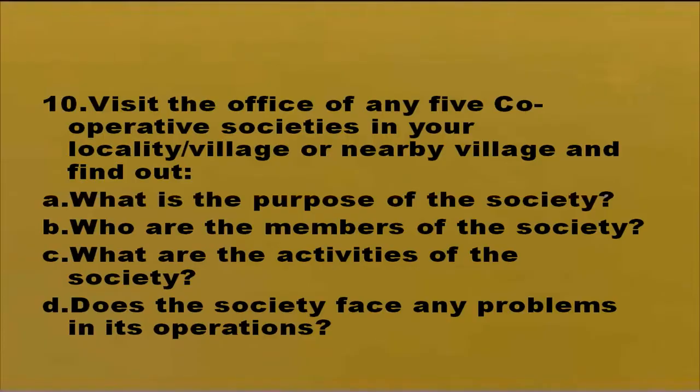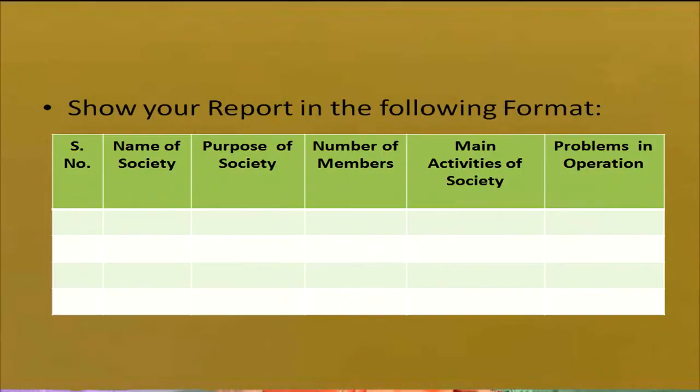Another report, visit the office of any 5 cooperative societies in your locality and find out what is the purpose of this society, who are the members of this society, what are the activities of this society, does this society face any problems in its operation. Prepare a report in this format, serial number, name of the society, purpose of the society, number of members, main activities of the society, and problems in operation.